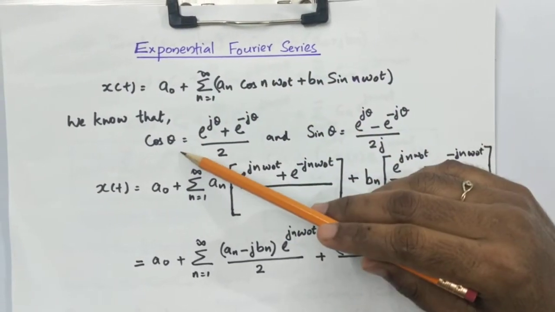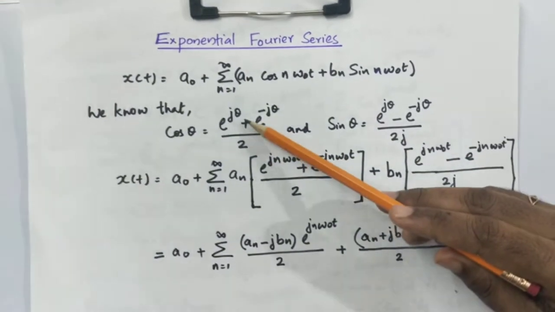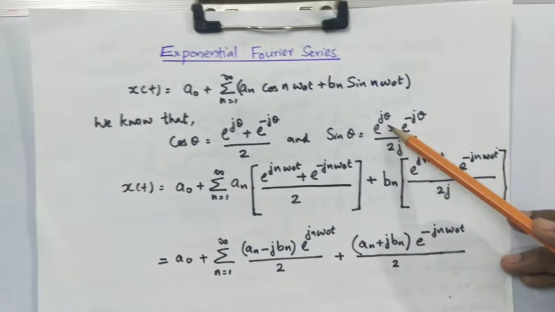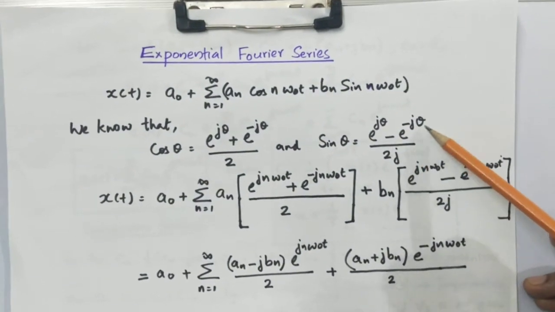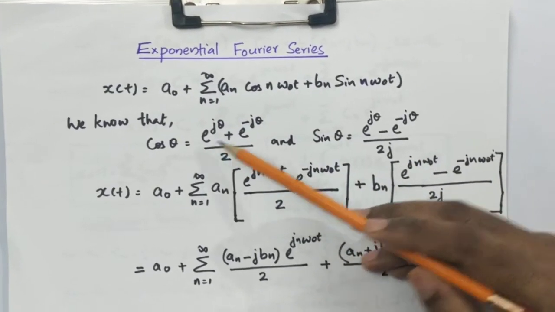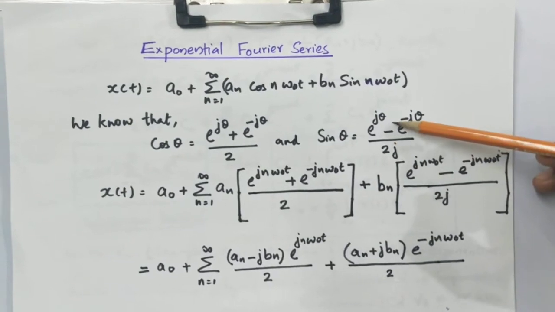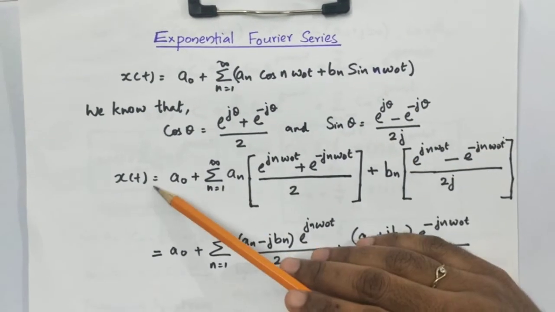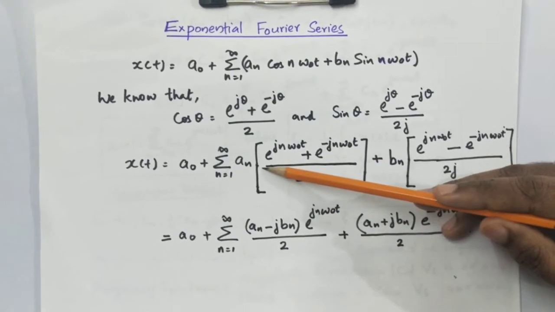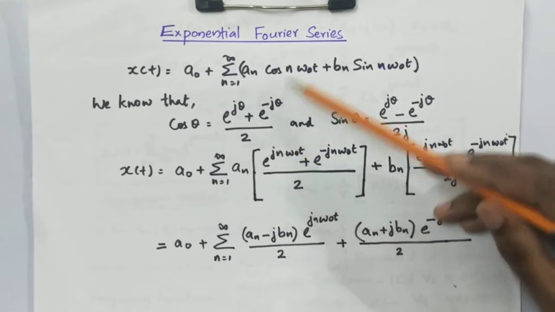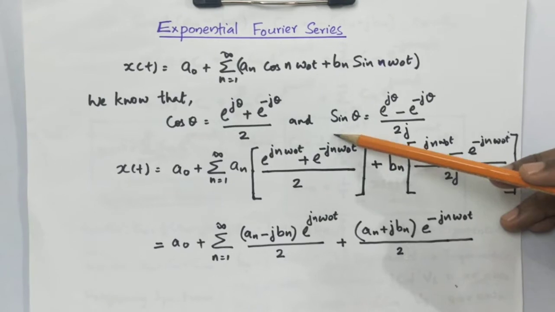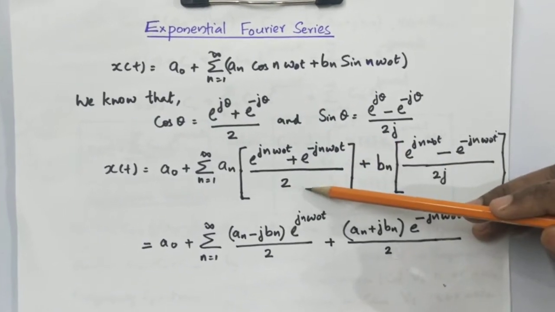And we know that cos theta equals e raised to j theta plus e raised to minus j theta by 2, and sin theta equals e raised to j theta minus e raised to minus j theta by 2j. So substituting this for cos theta and this for sin theta, x of t equals a0 plus sigma n equal to 1 to infinity an into, substituting, cos n omega 0 t becomes e raised to jn omega 0 t plus e raised to minus jn omega 0 t divided by 2.